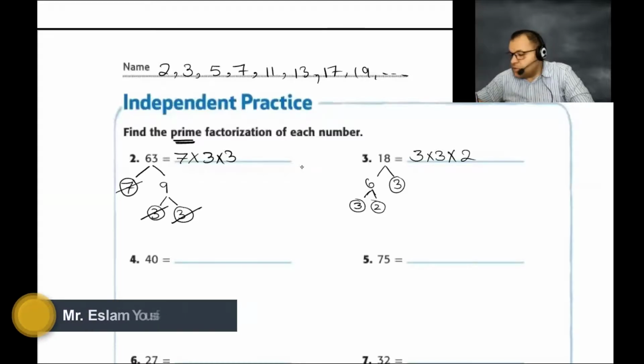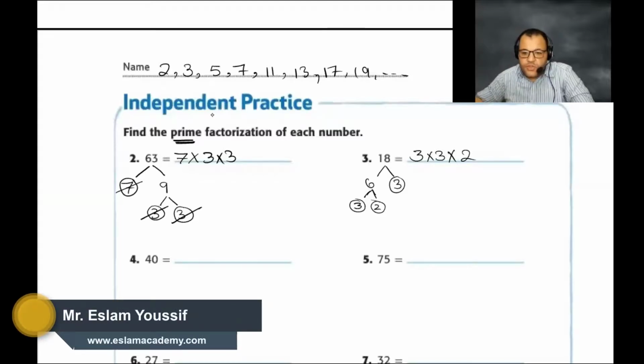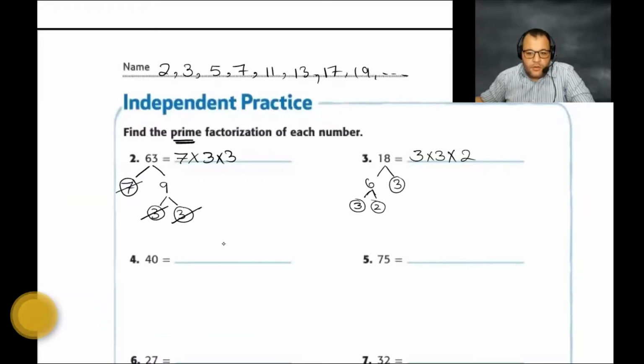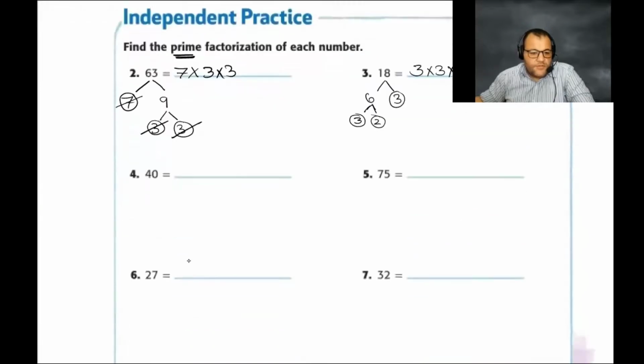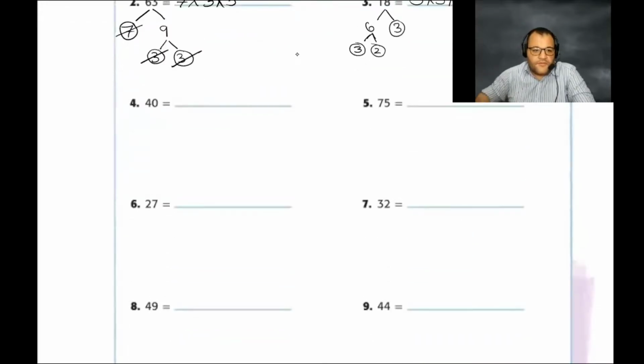Write with any order. So who can solve with me question number 4? Yusuf Khattabi. Okay. Question number 4, 10 times 4. Can you find two numbers? If you multiply them, the answer will be 10. 5 multiplied by 2. Is 5 a prime or composite number? Prime, so put it inside the circle.